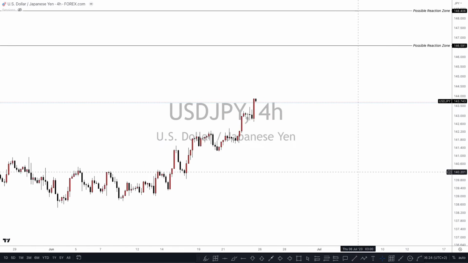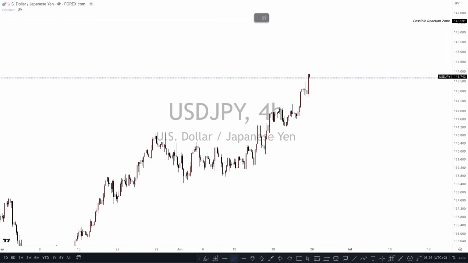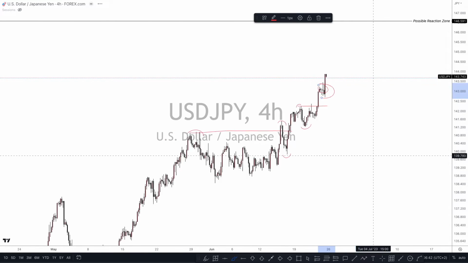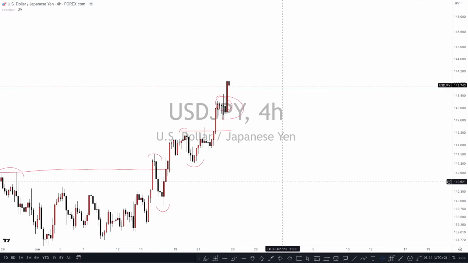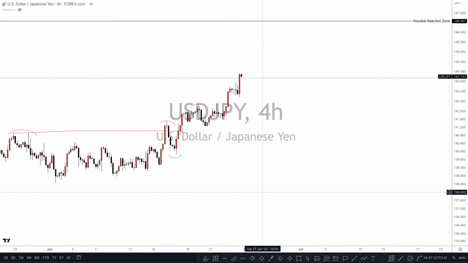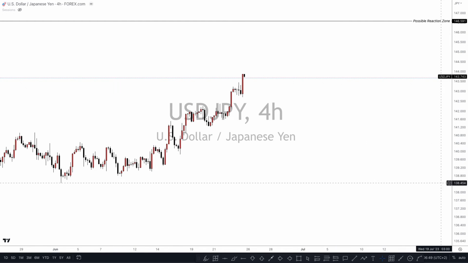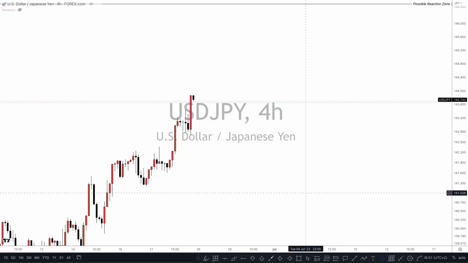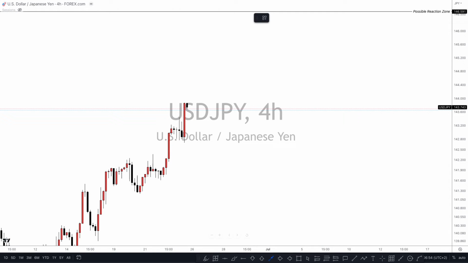4 hour. As you can see, price did break above this, created a high, and this was a higher high, higher low, higher high, higher low. Price created this, and I don't really think this is structure that I would like to look at from the 4H perspective.